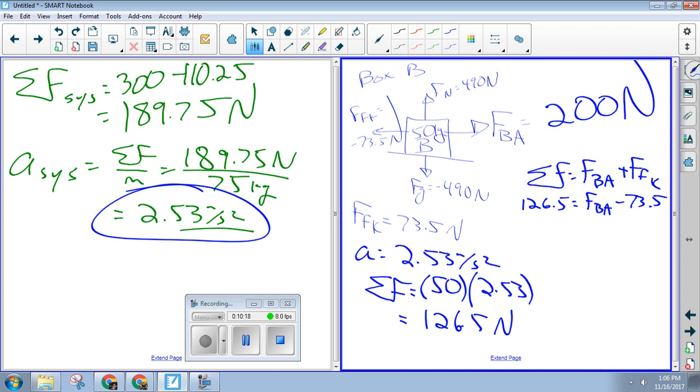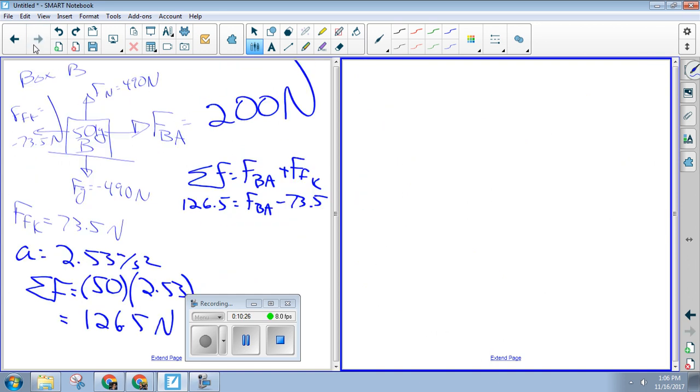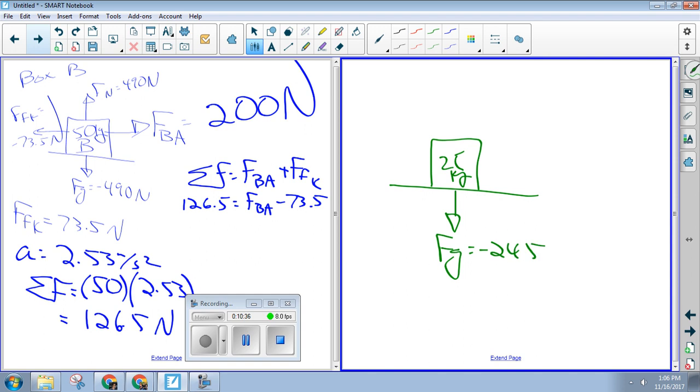Okay. I would like you to try to get in the habit of checking your answer. So how can I check? Look at the other box. Look at box A, right? So let's do that real quick. What do we know about box A? We know it's 25 kilograms, which means the force of gravity is negative 245. We know the normal force is going to cancel that out. I know the force from Roy is 300 newtons.